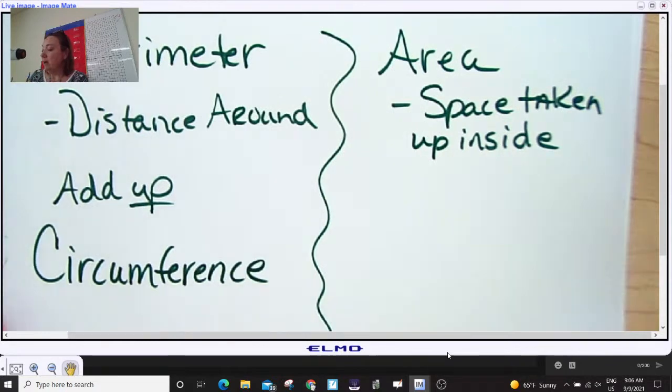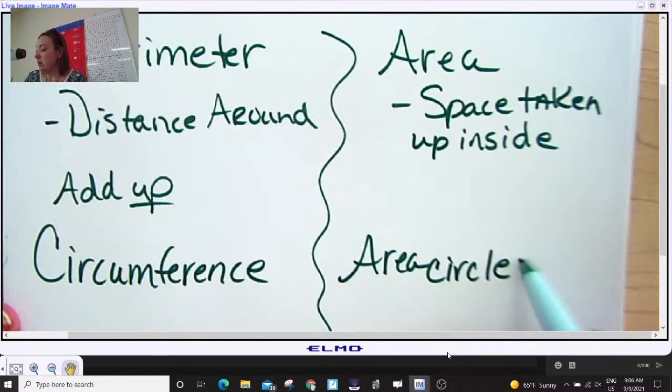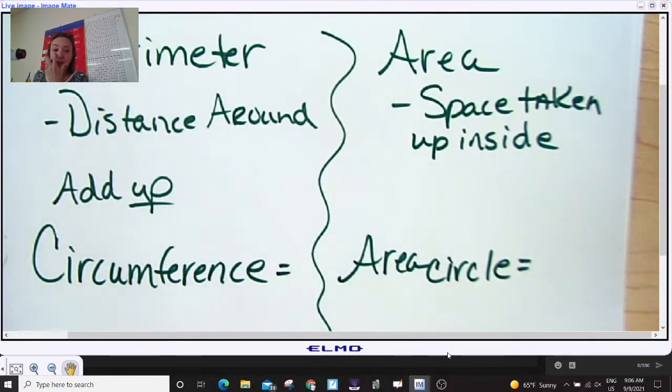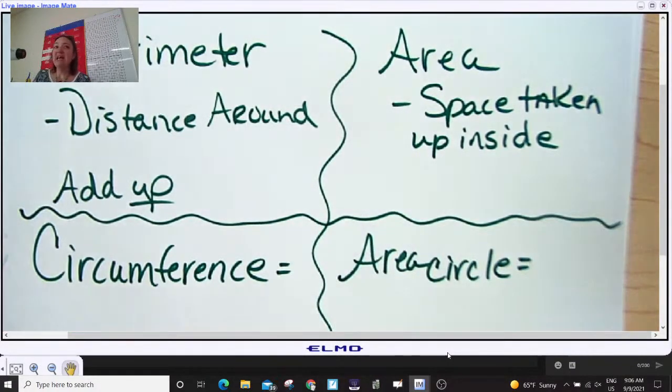Okay? Now, I also want to talk about area of a circle. And so I'm going to write this here. Because here's the cool thing. These two formulas for circles have the exact same numbers, symbols, and variables in them. They both have a 2, they both have a pi, and they both have an r. Now, r stands for radius, and we're going to come back to that in a second. One of them is 2 pi r. The other one is pi r squared.